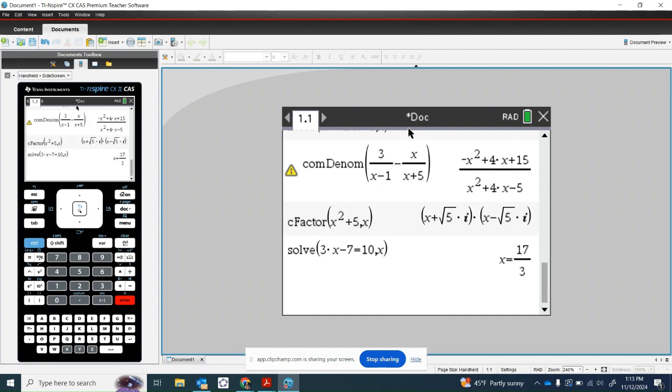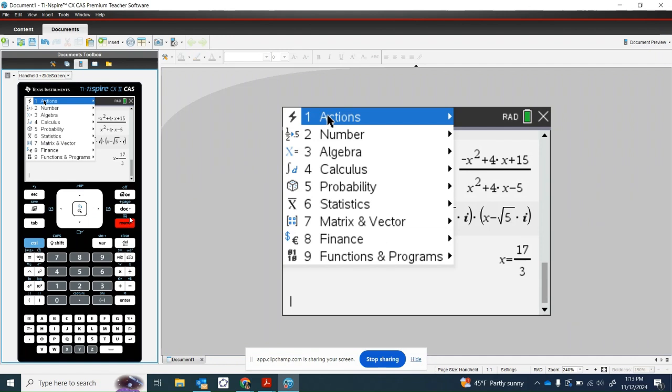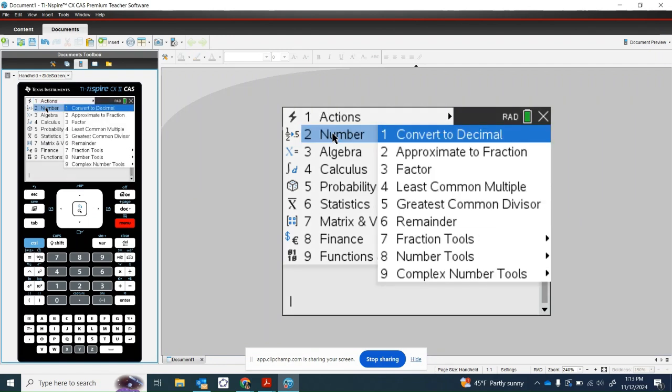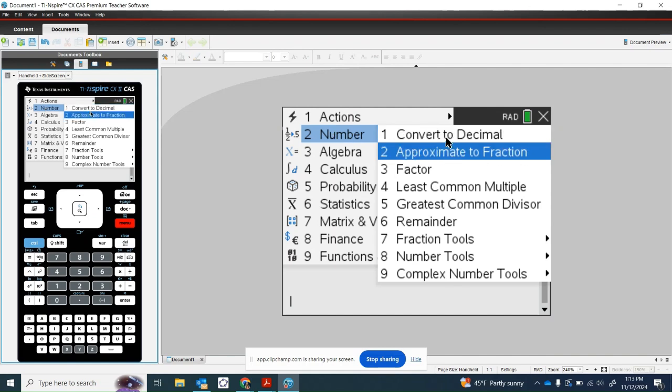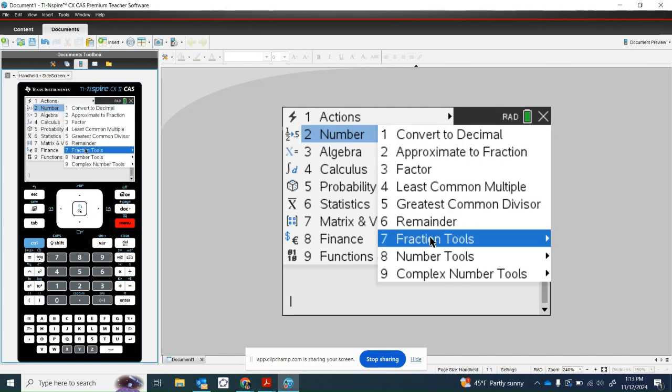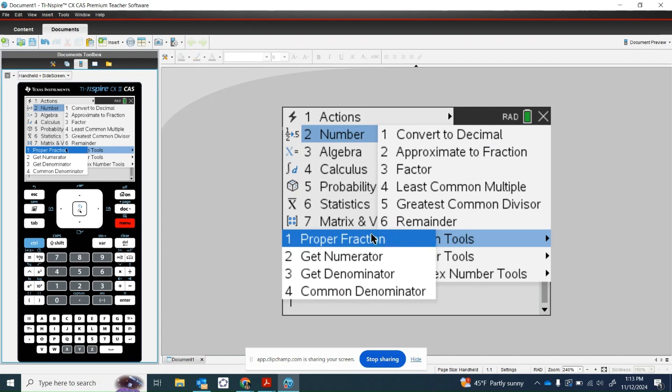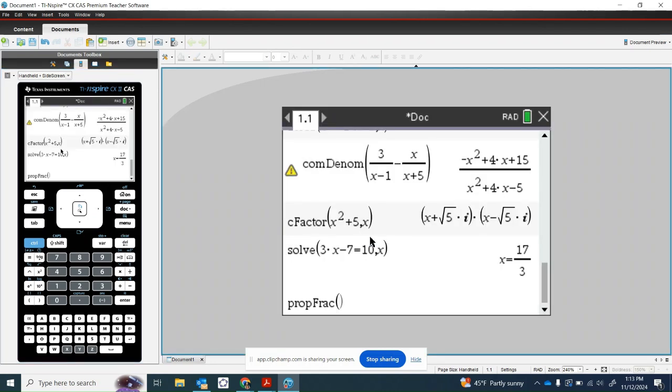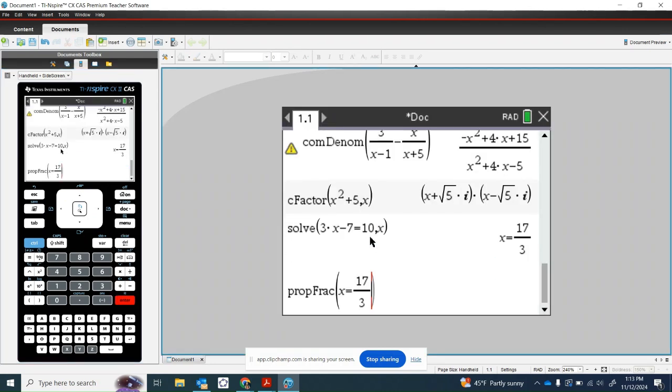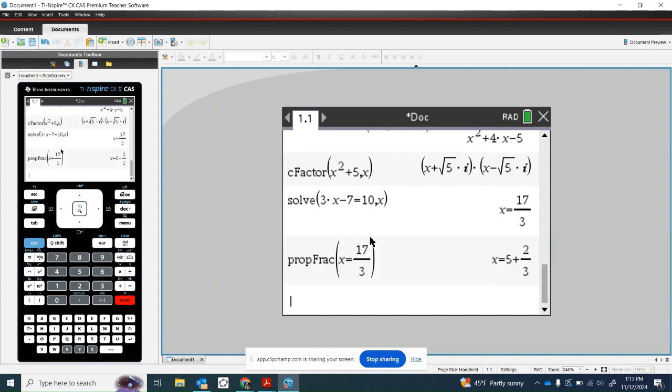I can change the improper fraction to a mixed number. That is an option within these calculators here. So that is under number. So I could turn it to a decimal. I can go down to fraction tools, and this would be proper fraction. So the proper fraction for this would be 5 2/3.